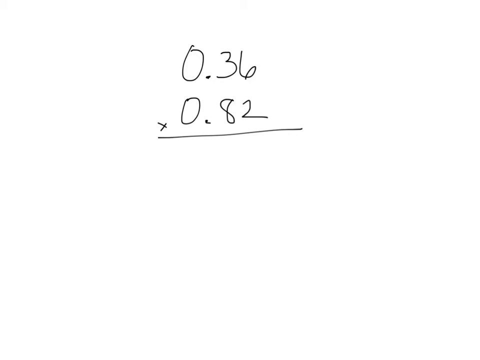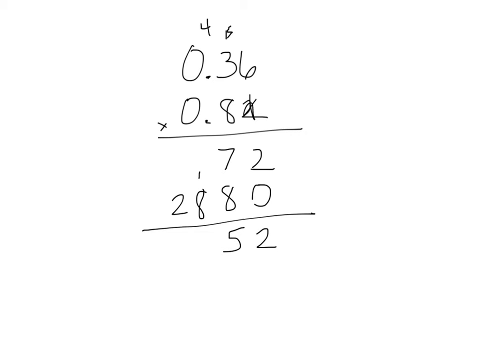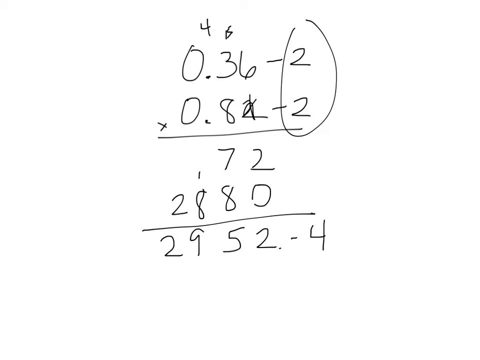So I have 6 times 2 is 12, 3 times 2 is 6 plus 1 more is 7. I'm done with this now, so I'm going to add in my 0 as a placeholder. 8 times 6 is 48. 8 times 3 is 24, plus 4 is 28. I'm going to add, and I have 2952. I need to remember that this went over 2 decimal places, this went over 2 decimal places, so I add these two things, and I think, okay, this is going to go over 4, so I'm always going this way, 1, 2, 3, 4, and my decimal point is going to go there.